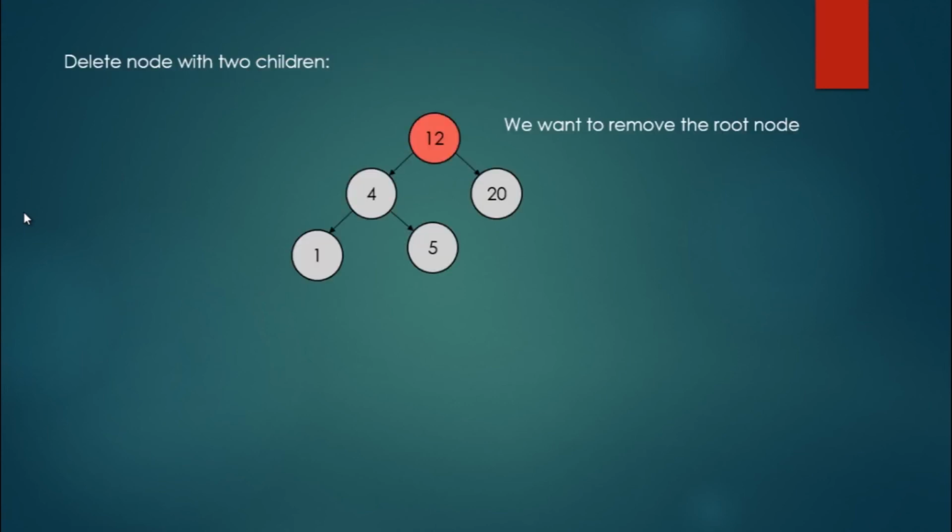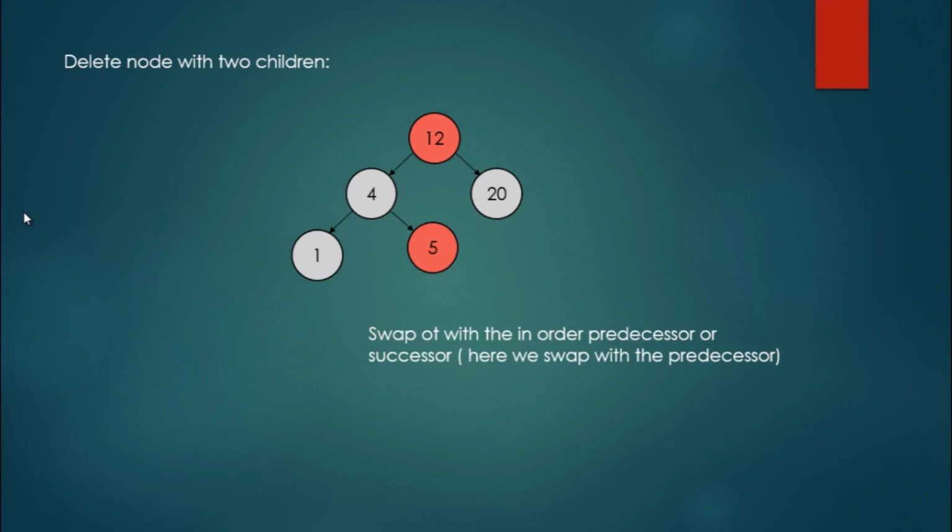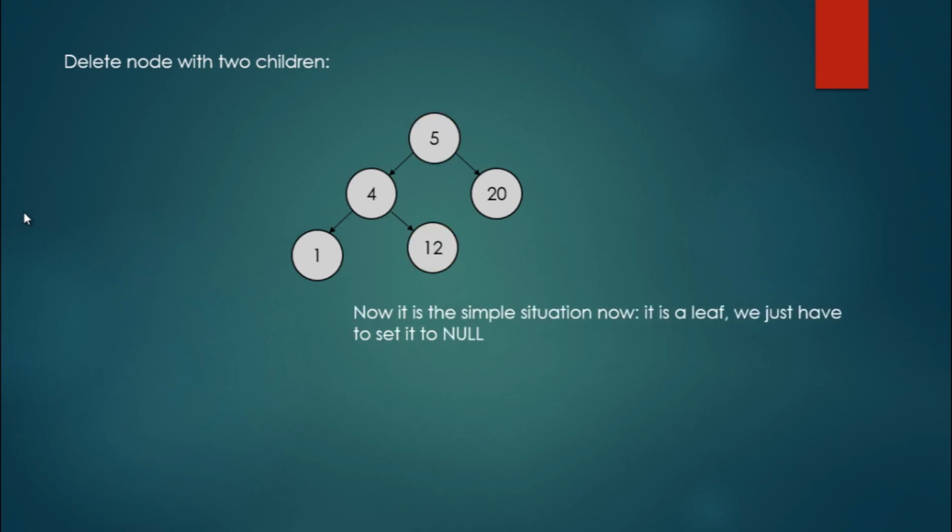For example, we want to remove the root node. It has a left child and a right child. We are not able to set it to null, because then the root node would be null. It is not allowed in a binary search tree. So we have to find its in-order predecessor or successor. Here we swap with the predecessor. I use in my algorithms the predecessor, so the previous node in the in-order traversal, and we have to swap them. The 5, the in-order predecessor, with the given node we want to delete. We swap them, then the 5 is going to be the root node, and the 12 is now a leaf node, so we just have to set it to null.